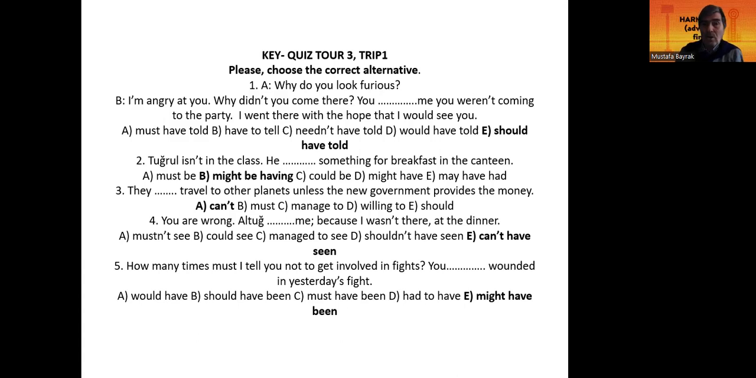4, you are wrong. Altu blanked me because I wasn't there at the dinner. You are wrong. Altu can't have seen me. So a kind of criticism, but I think it's mostly about hypothesizing about the past. Yeah. Altu can't have seen me because he wasn't there at the dinner. Okay, yes, let me tell it again. We have a full presentation about those modal perfects as well. We will think about them again and again.